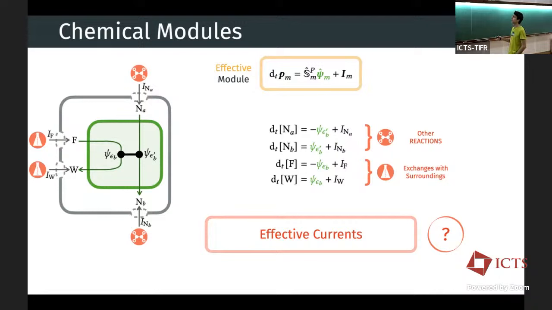In this case, I_Na and I_Nb represent the effects of the rest of the network that we have hidden away, while for F and W, I_F and I_W describe the exchanges with the environment, whatever that is. Now the question, yes?